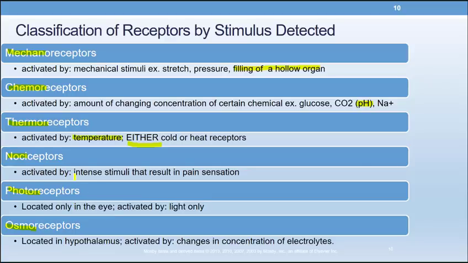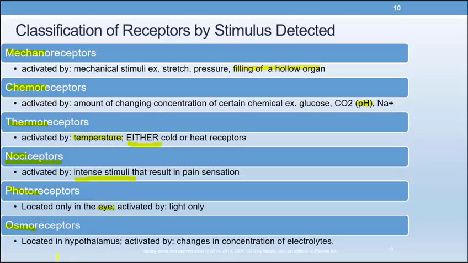Nociceptors are going to be activated by an intense stimuli, so it could be extreme stretch, extreme temperature, for example, that result in a pain sensation. There are medications that exist that can actually work to block the nociceptors, or at least that nociceptive feedback to the brain. Photoreceptors, these are found only in the eye and they're activated by light only.